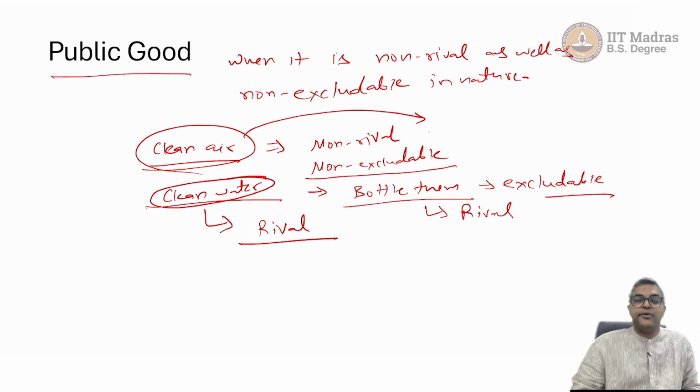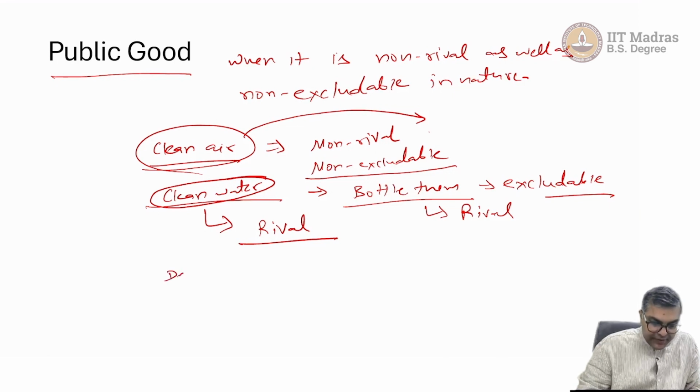Water quality may deteriorate. You may think of a dystopian world 100 years from now. Air is no longer clean. People have to wear a mask and a device that gives them clean air. At that time, it is no longer non-rival as well as non-excludable.